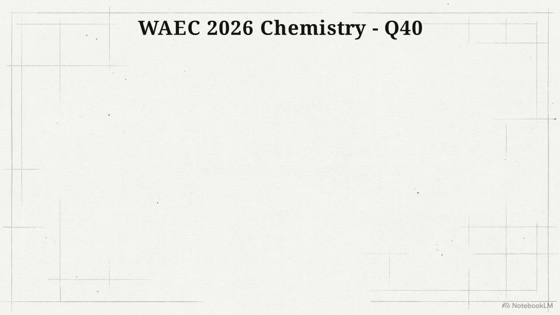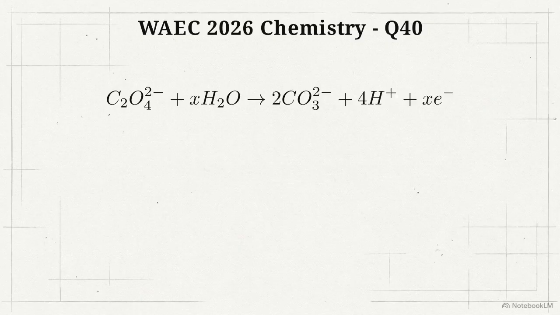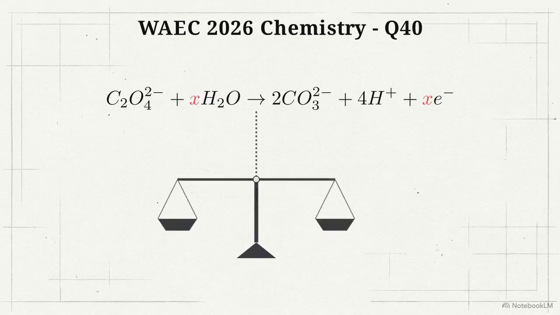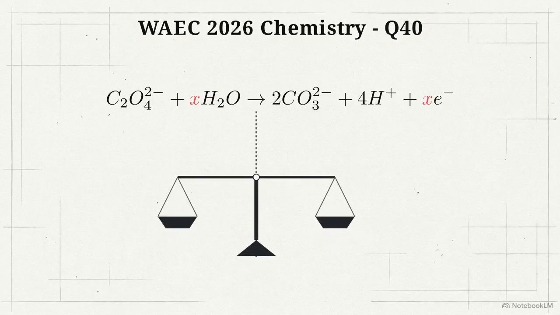Hello, brilliant student, welcome. We are solving question 40 from the WAEC 2026 chemistry exam. Our goal is to find the exact value of X in this redox half reaction. Notice how X appears in two places on your screen, right here next to the water molecule and over here determining the number of electrons.